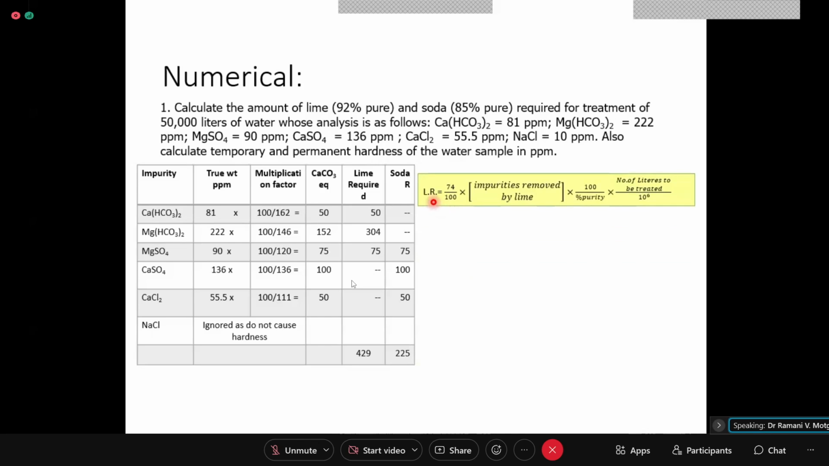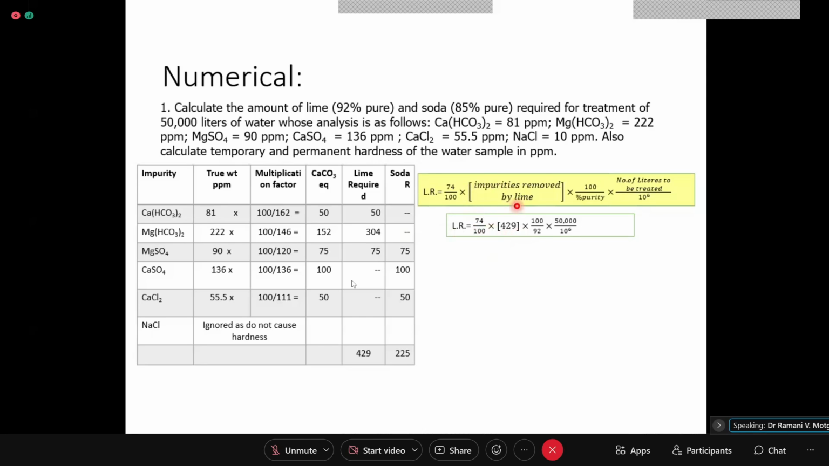This is your equation. Lime required is equal to 74 by 100 into impurities removed by lime into the purity factor, that is 100 by percentage purity, into the number of liters. Here it is 50,000 liters, and this is all in ppm. So if you divide it by 10 to the power 6, instead of milligrams, you get kilograms of lime. Okay, so this will convert the CaCO3 equivalents into the true weight of lime, this 74 by 100. Now your equation gets simplified.